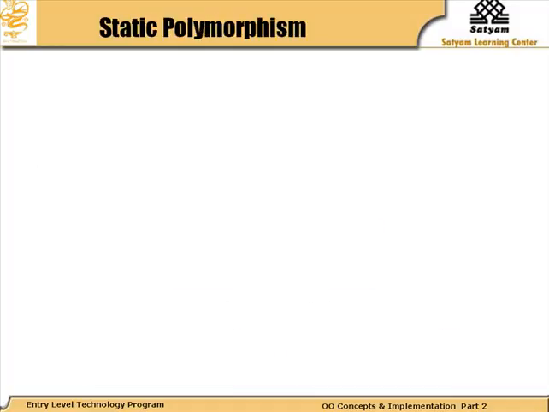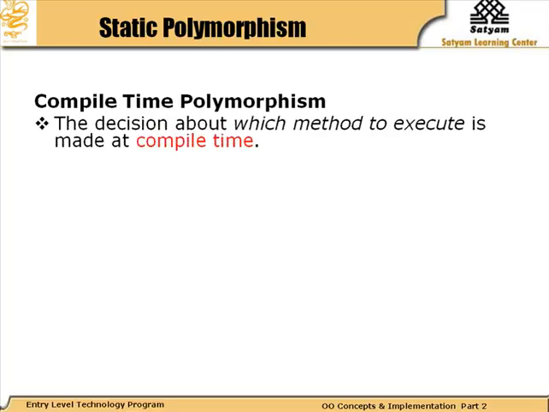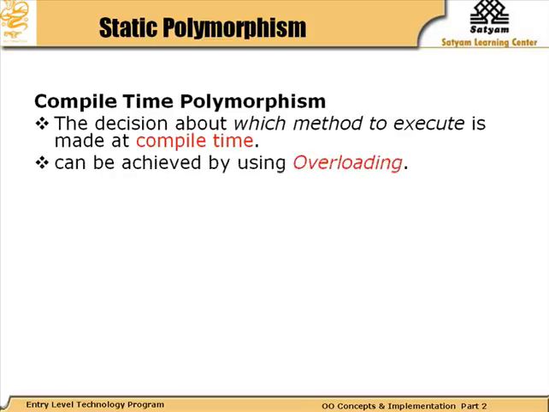Static or compile time polymorphism. Static or compile time polymorphism implies that the decision about which method to execute is made at compile time. Static polymorphism can be achieved by using overloading.